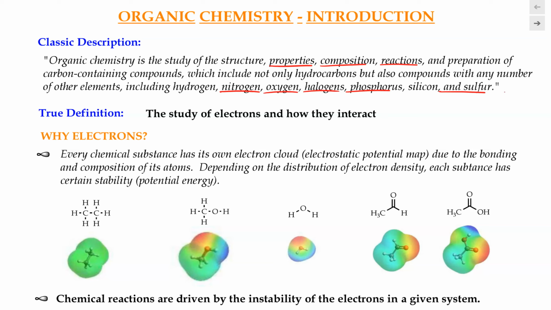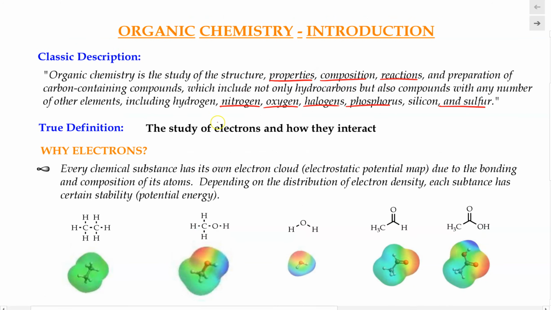organic substances. Now, if we were to define what organic chemistry is, a lot of people would actually define organic chemistry as the study of electrons and how they interact. Yes, that's right. Organic chemistry is the study of electrons and how they interact.